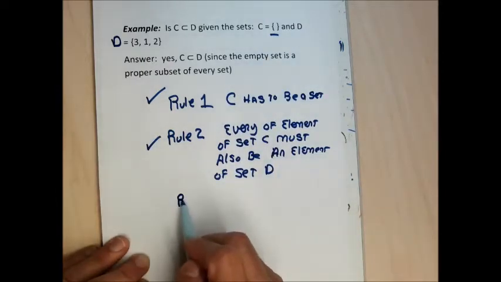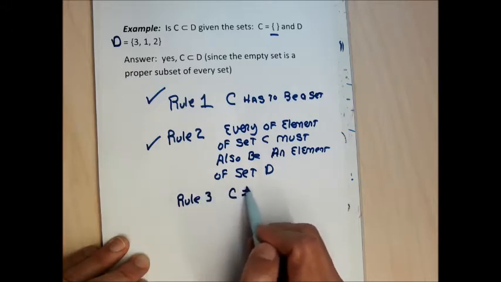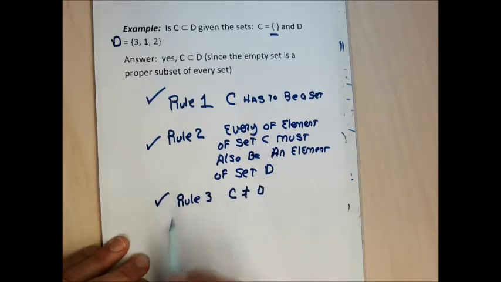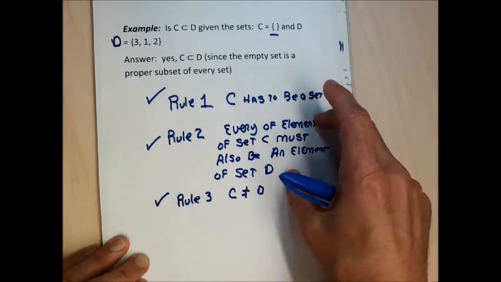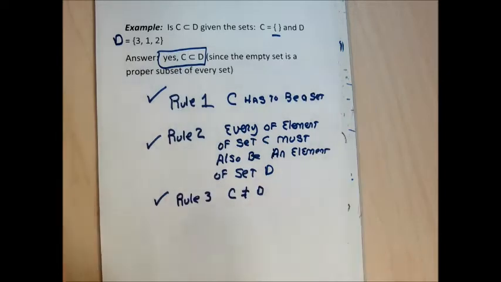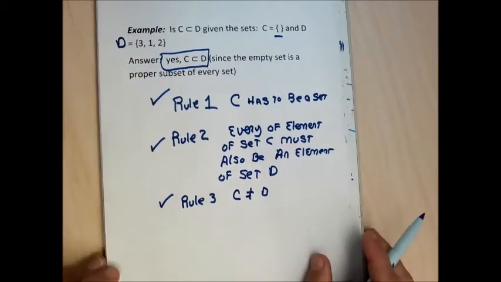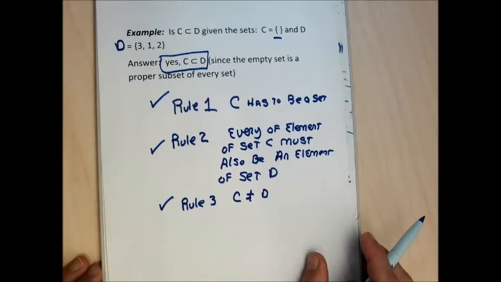And for rule 3, because this is proper subset, set C doesn't equal set D. It meets all 3 rules. It kind of oddly meets the second rule. So we say yes, C is a proper subset of D. There are not going to be any empty subsets on the test, so I'll only do one example just in case you see it somewhere else.